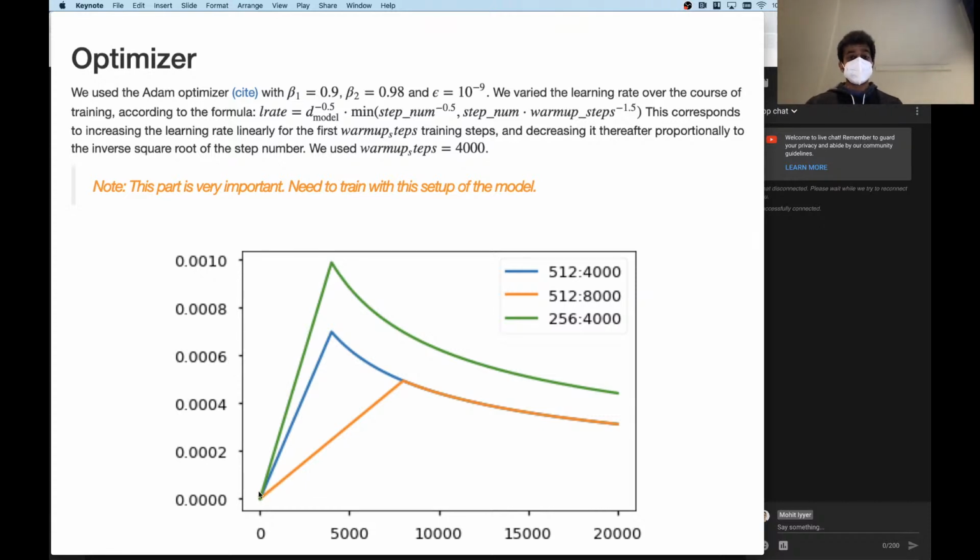But basically, you want to start with a very small learning rate and warm it up to a high value within the first couple thousand iterations. And then you gradually reduce the learning rate after this point to some smaller value. So your curves look like this. And this kind of triangular learning rate is extremely important to getting this model to train.